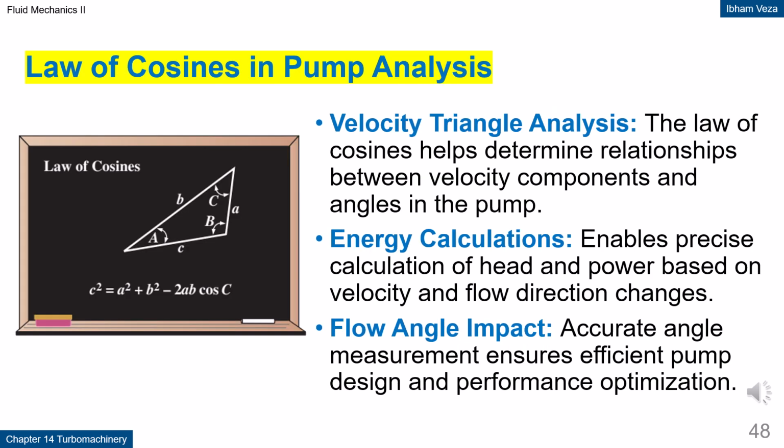Law of cosines in pump analysis. The law of cosines is used to relate velocity magnitudes and angles in the velocity triangle. With this approach, each velocity component can be calculated systematically. These calculations allow more accurate determination of head and power. The accuracy of flow angle measurement becomes very important in design. Small errors in angles can have a large impact on performance prediction.